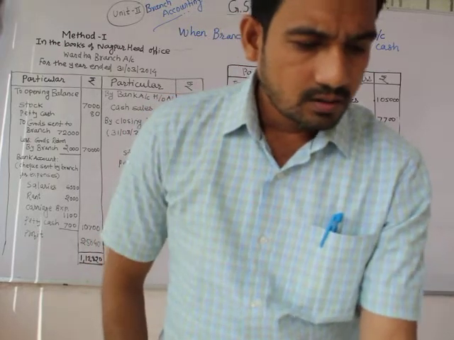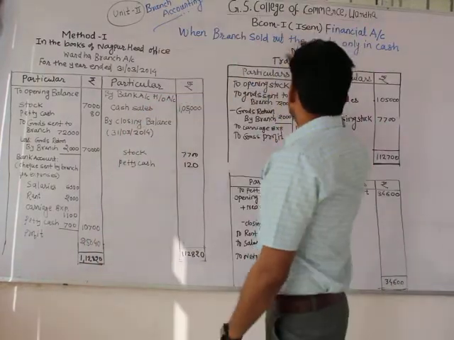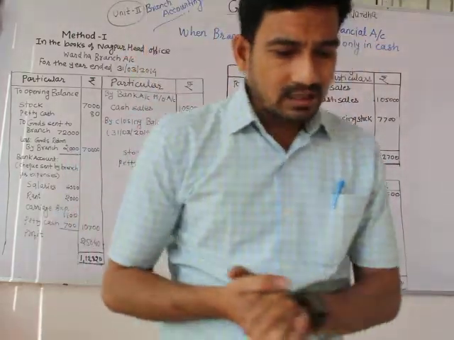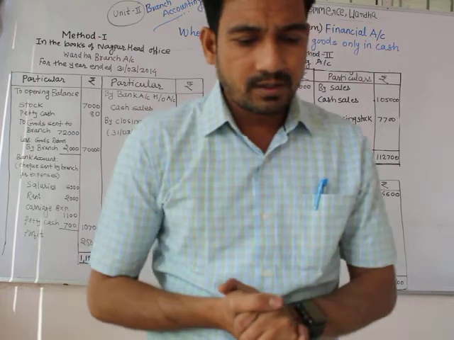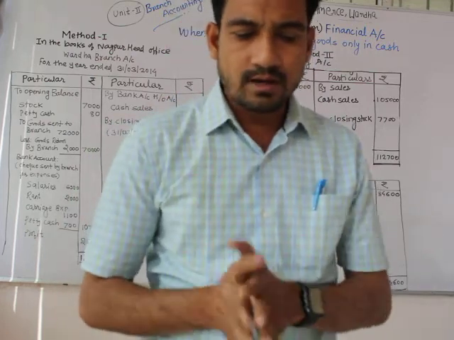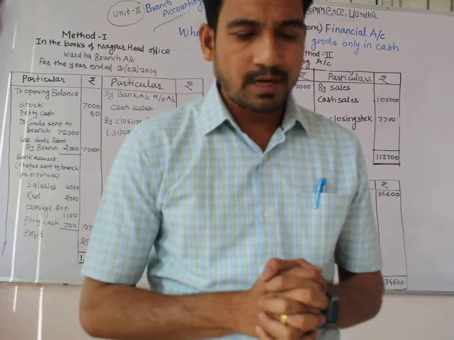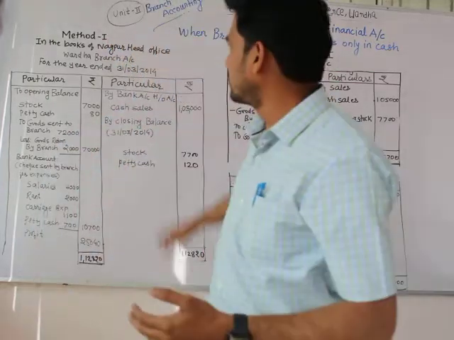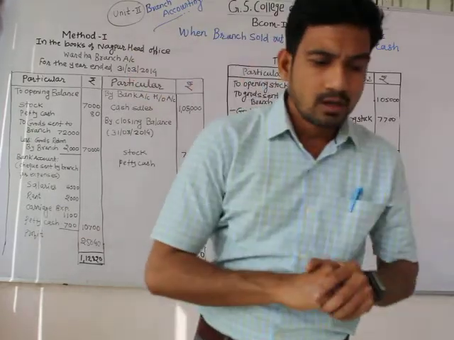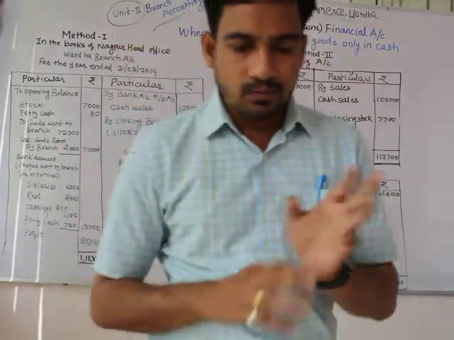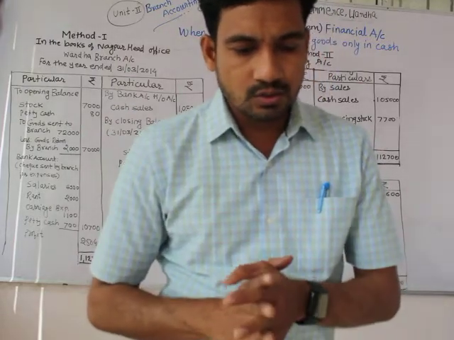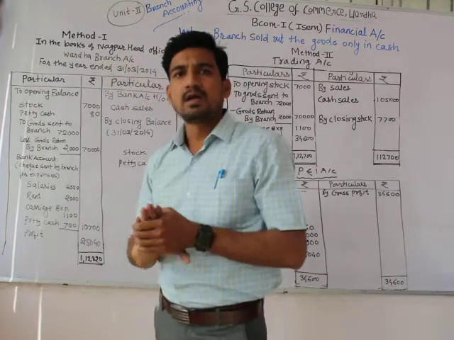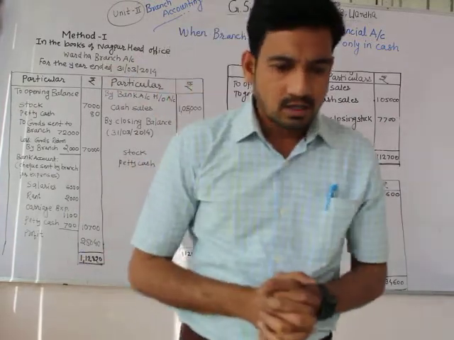So this is of a type when the branch sold out the goods only in cash. I'm just reading that particular problem. The Virat Trading Company Limited has its head office at Nagpur and a branch at Wardha. The goods are supplied from Nagpur, meaning their head office is situated at Nagpur, and they have a branch at Wardha. The goods are supplied from Nagpur for sale at the branch, in cash only. Nagpur head office sends the goods to the Wardha branch, and that sale is only in cash.